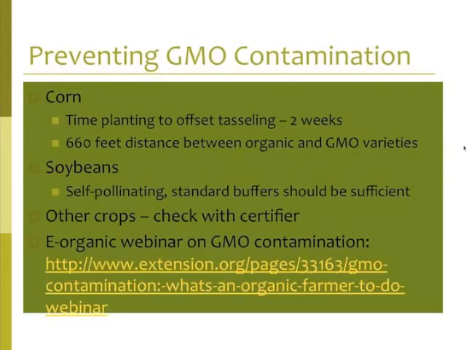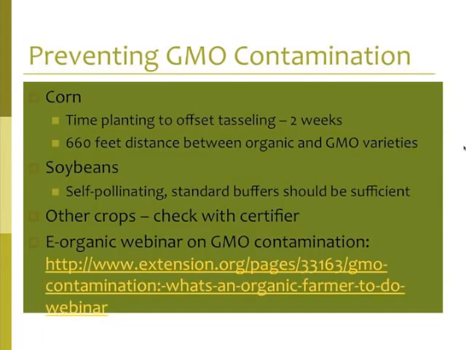Now, buffers are important, especially with preventing GMO contamination, and this is really important to think about if you're producing row crops that in the conventional marketplace are produced using GMO technology. The method of preventing contamination from GMOs depends on the type of crops you're growing and then the proximity of the GMO crops to your field.